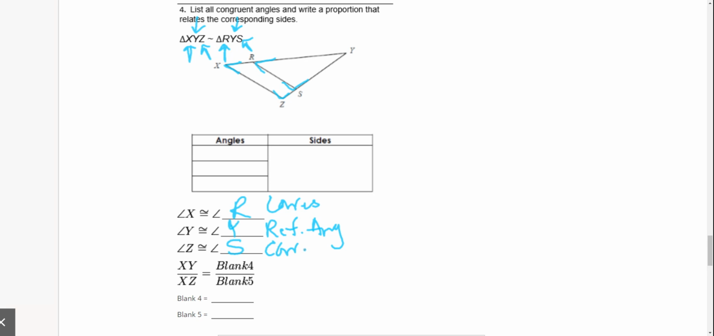So then what goes with XY? So XY is this whole long side. So what goes with XY? RY. And what goes with XZ? RS. So see how that key is almost more important than the drawing?